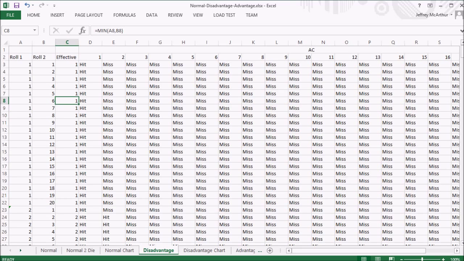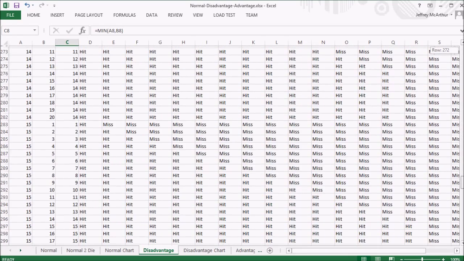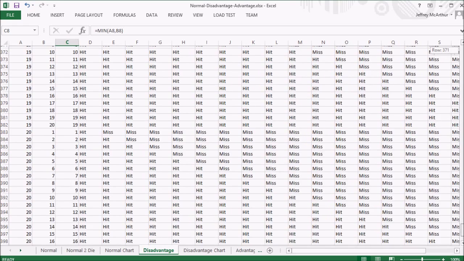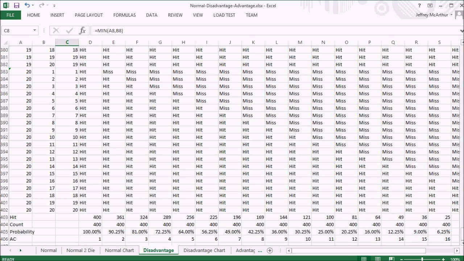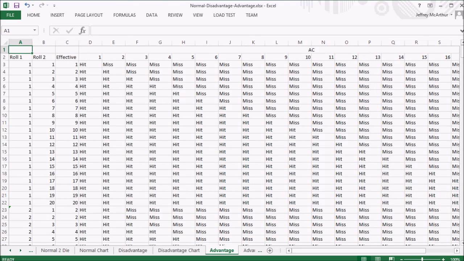I just do the same thing with the hits and misses, calculating across, and I come on down through the same thing here to the bottom, and we calculate these numbers here. They're a little bit different. So if I plot that out just like I did before, I get a different curve. It's not a straight line. And in a similar fashion, I do the same thing with advantage, where this is the maximum.